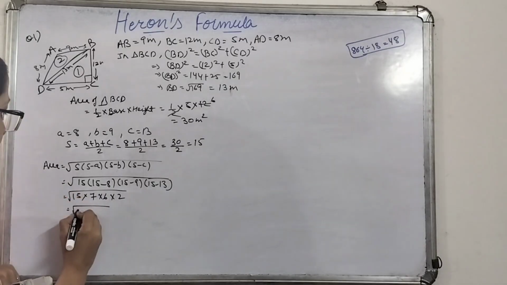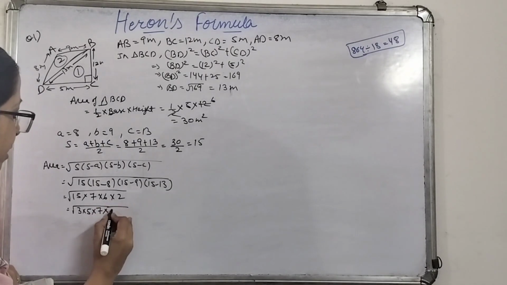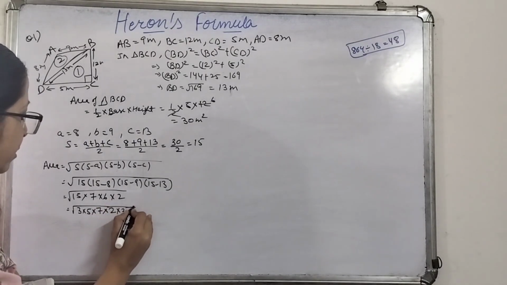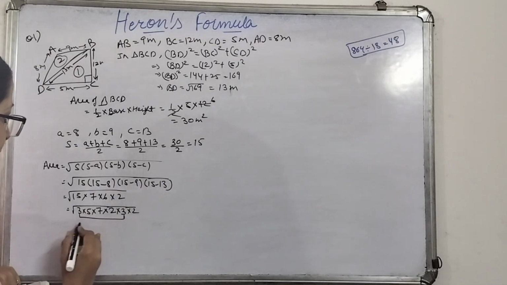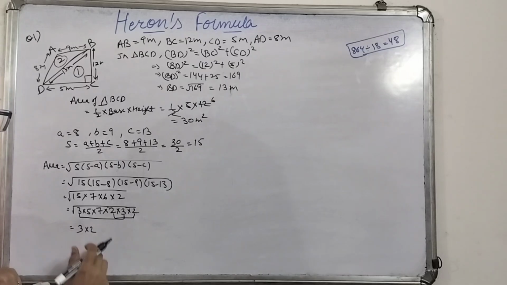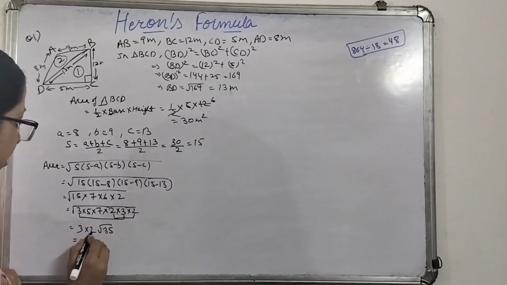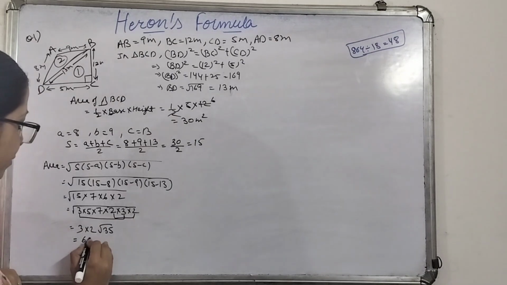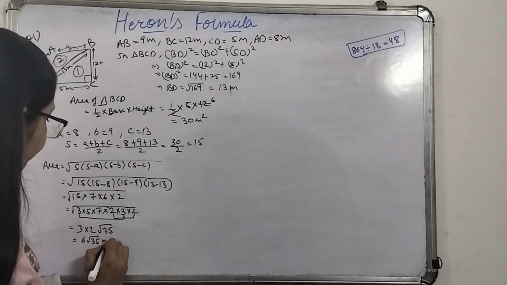So 15 can be written as 3 multiplied by 5. 7 is as it is. 6 can be written as 2 multiplied by 3, and 2 we take as 2 only. So now, one pair of 3 will come out, and one pair of 2 will come out. 5 times 7 is 35. So 3 multiplied by 2 will be 6. So it is 6 multiplied by root of 35, that much meter square.